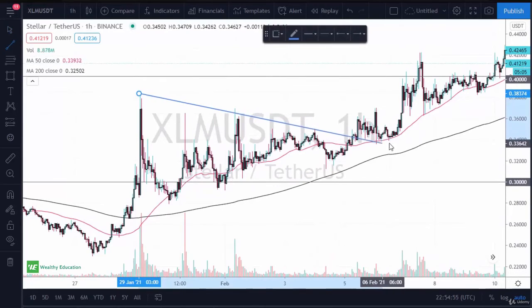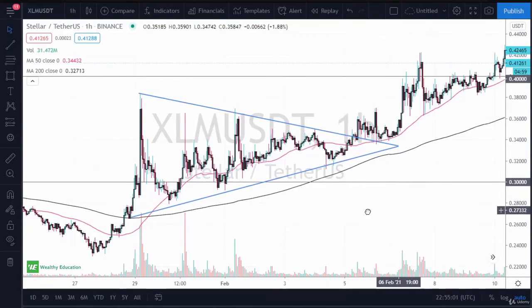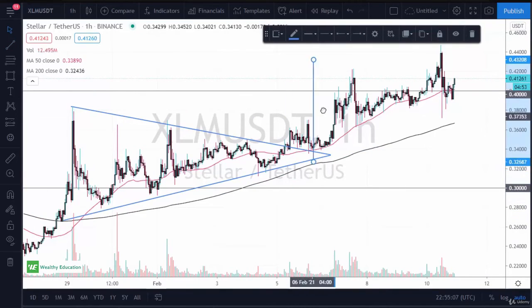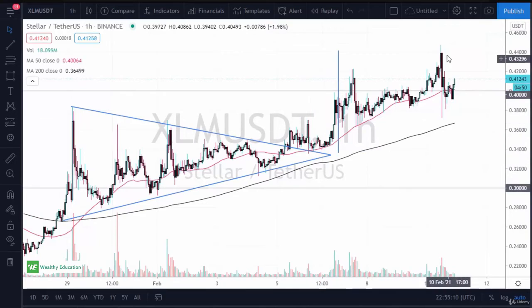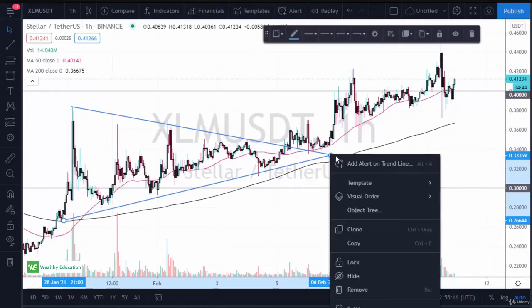I mean, I do see one here. That's a massive symmetric triangle. And now that we have broken higher, and in fact, we just tagged that a few hours before at 44 cents. So nice setup, really.